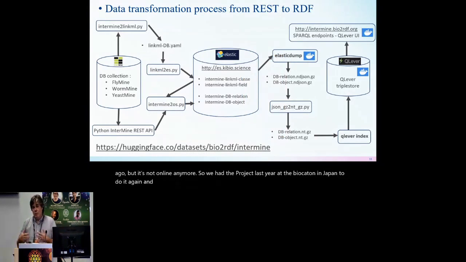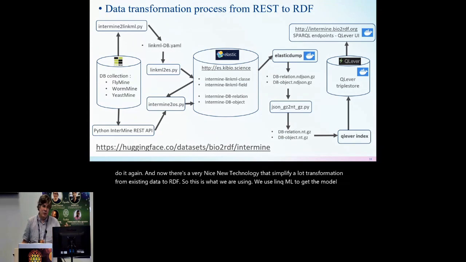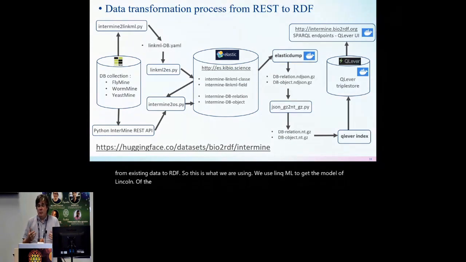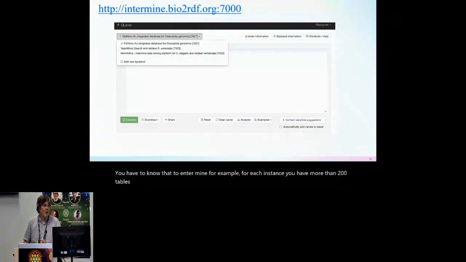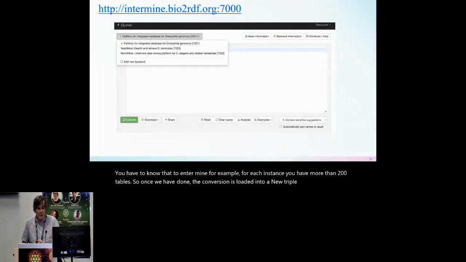Now there's a very nice new technology that simplifies the transformation from existing data to RDF, and this is what we are using. We use LinkML to get the model of the InterMine database. You have to know that for each InterMine instance, there are more than 200 tables. Once we have done the conversion, it's loaded into a new triple store named QLever, which is very performant. We did that for 3 model organism databases.